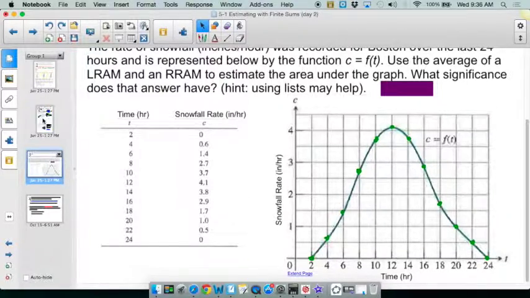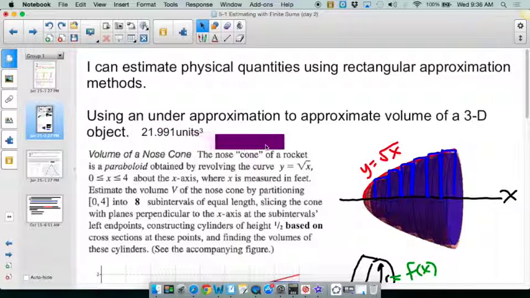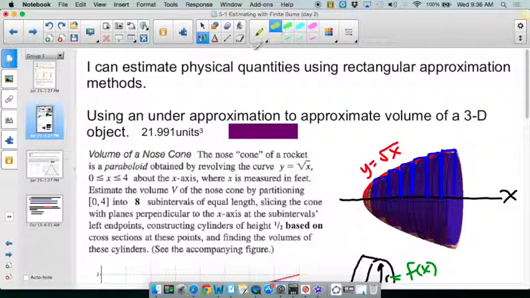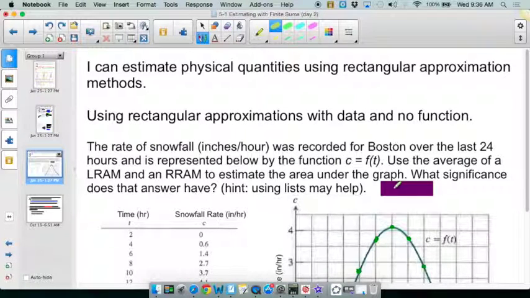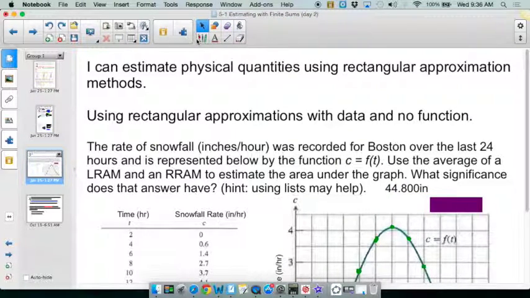So going back to the first example, the answer to the first example is right there. After you worked that, you should be getting that volume. And the answer to the second example for the snowfall in Boston is a little bit off. They really didn't get that much snow, but that's the amount of snow that would have fallen if the snowfall rate was as indicated by the data.